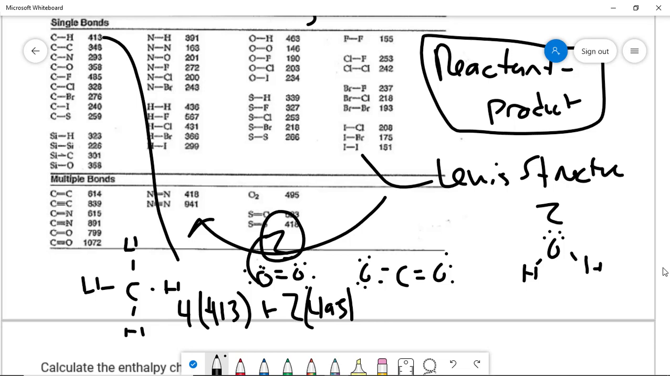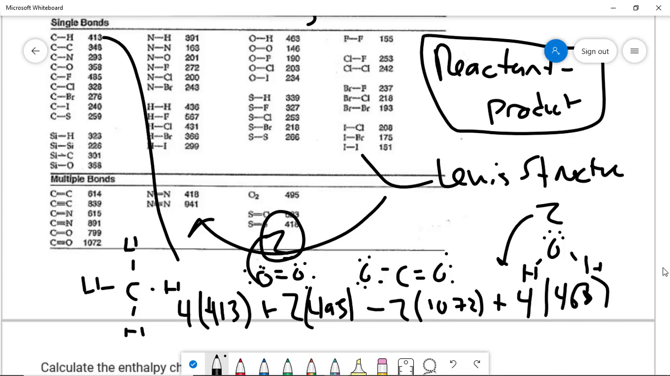So not only do you need to consider the number of bonds, but you also need to consider the fact that the coefficients of the equations play a role in this as well. We're going to subtract 2 times whatever the carbon-oxygen double bond is, 1072. And again, it's the sum of these. So I need 4 hydrogen-oxygen bonds, because again, that coefficient of 2 there. And that is 463. So same concept here. We just plug that into our calculator and we solve.